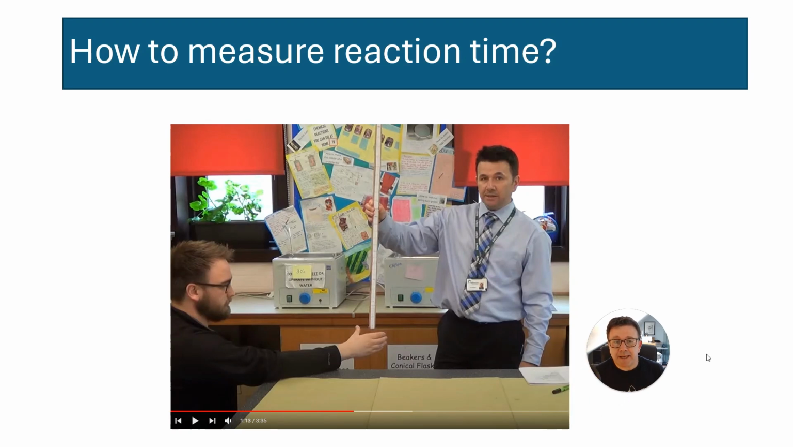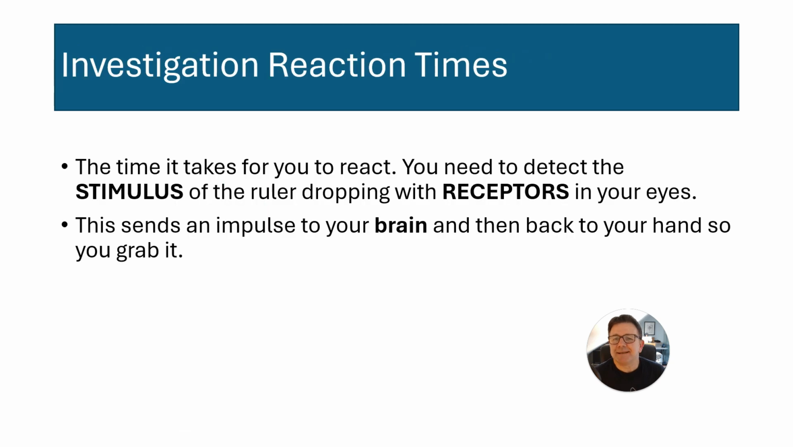Reaction time might come up. I'm going to put the link to my required practical video, investigating reaction times, in the information bar down below. You would probably have done this with different hands, your left hand or your right hand, or maybe with Coca-Cola or no Coca-Cola, those kinds of things. Basically it's the time it takes you to react, usually to catching a ruler.